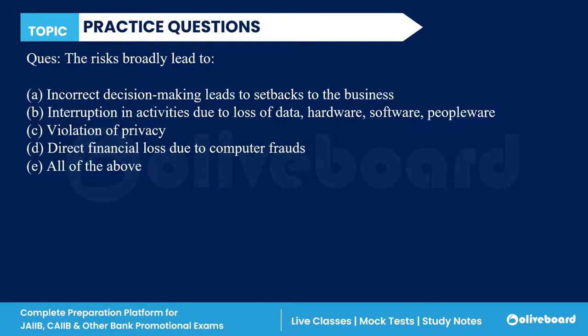Next, the risk broadly leads to what? What are the characteristics or situations of the risk, or what can result from this risk? Everyone, please answer this question. Risk can lead to incorrect decision making. Interruption in activities due to loss of data. Violation of privacy. Direct financial loss due to computer fraud. So, all of the above is the correct answer. Risk leads to everything mentioned here.